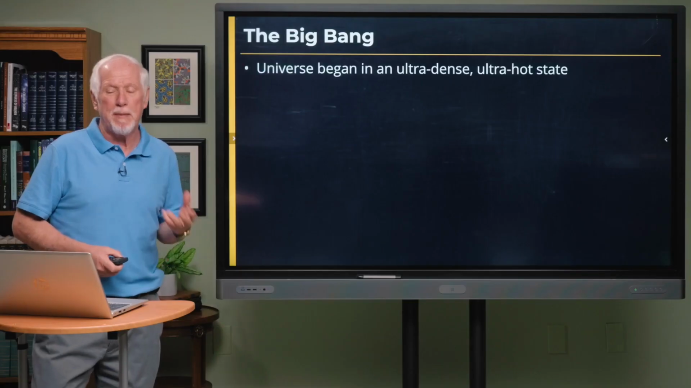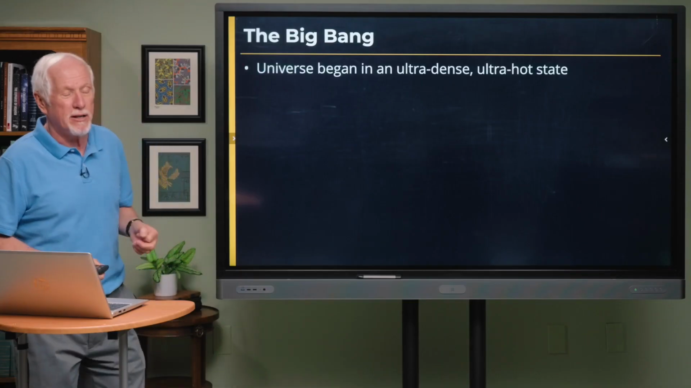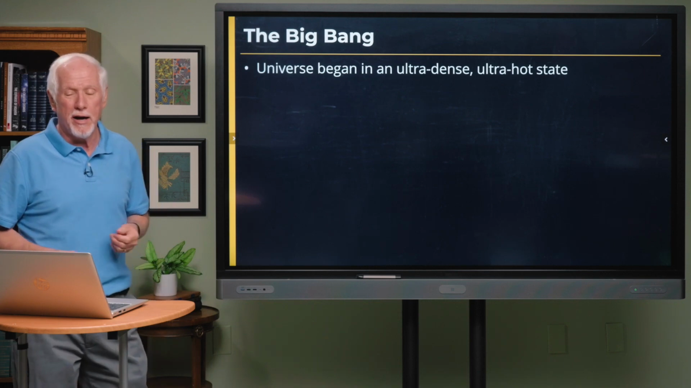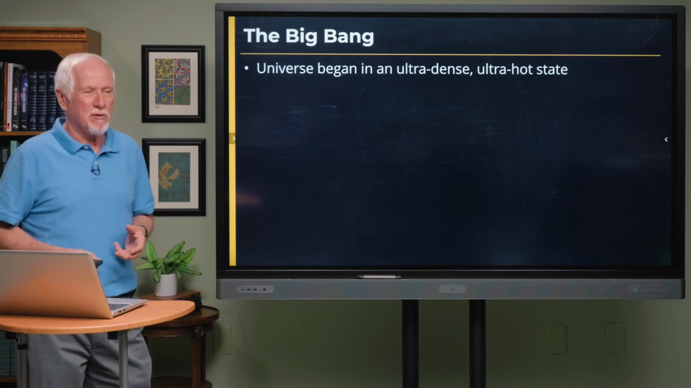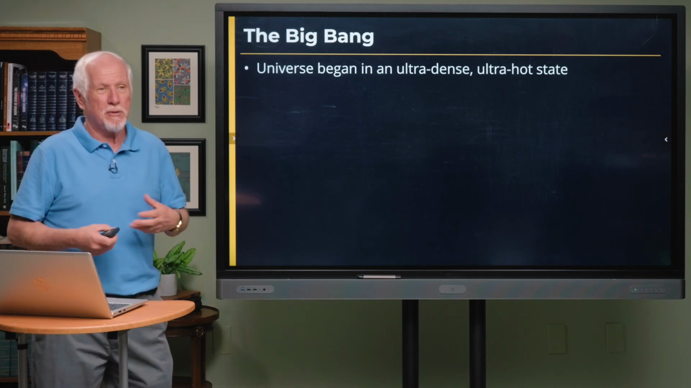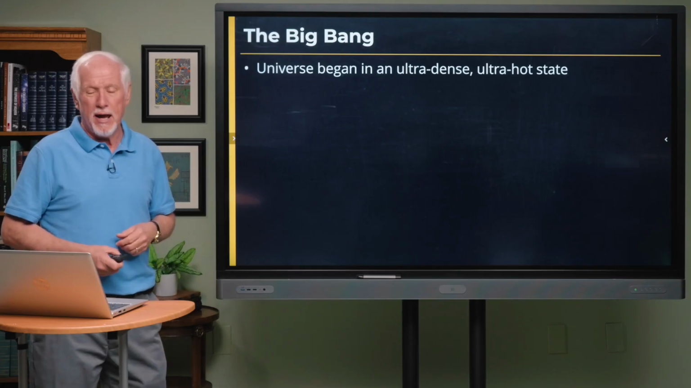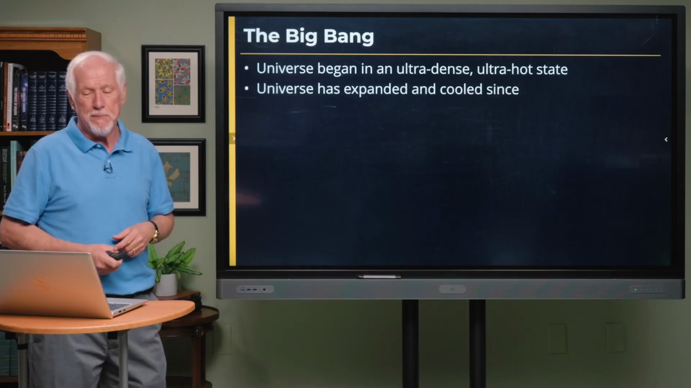So what is the Big Bang model? It's the belief that the universe began in a very high density, very high temperature state. It came into existence expanding, and as it expanded, it had to cool and became more rarefied, and so eventually galaxies and stars, planets and people came about, and we have the universe we see today.